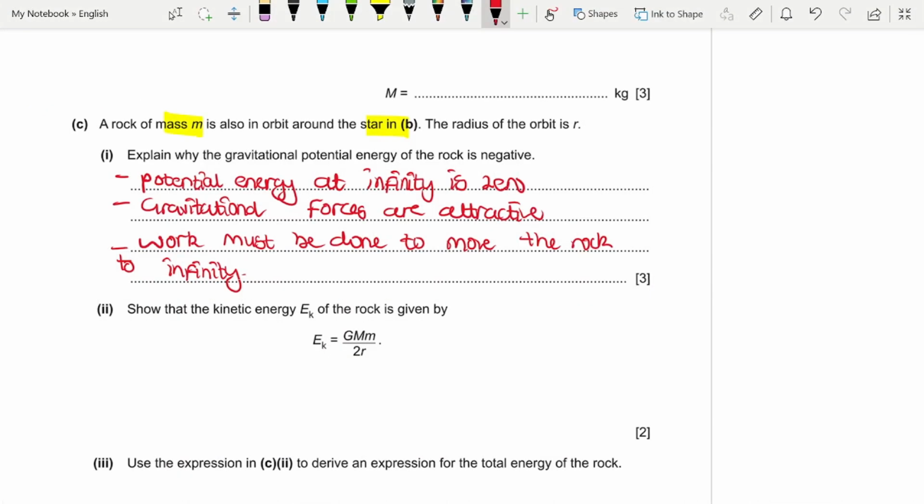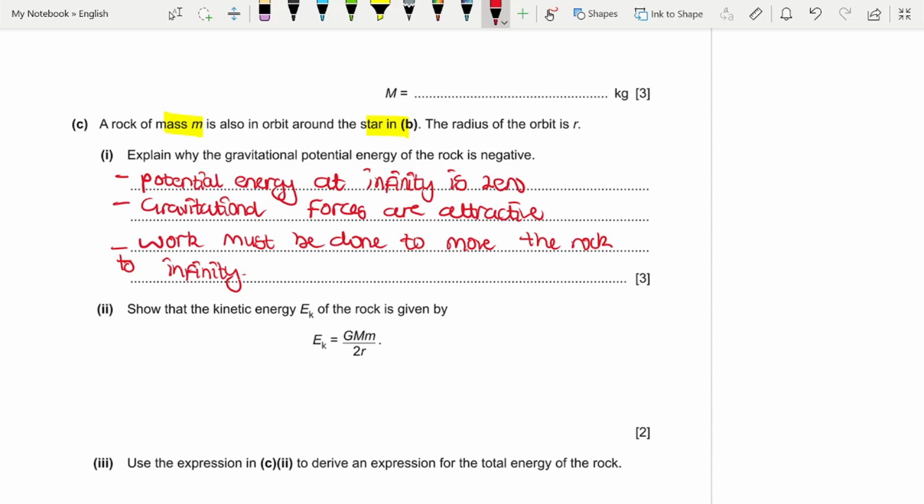Another way you can think of this, like the third point. So the first point is stating that at infinity, gravitational potential energy is zero. The second point is stating that gravitational forces themselves are attractive by nature. The third point, you can state that work must be done to move the rock to infinity. What do I mean by this?